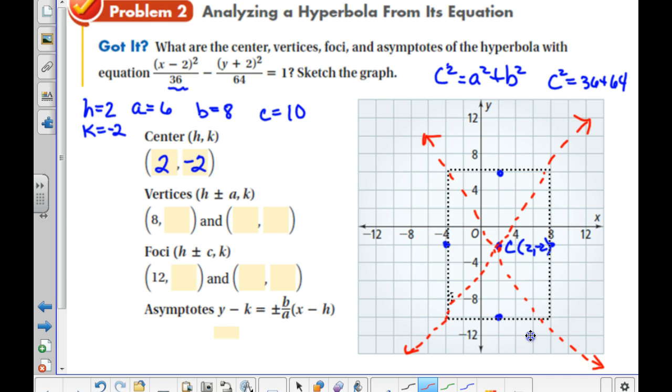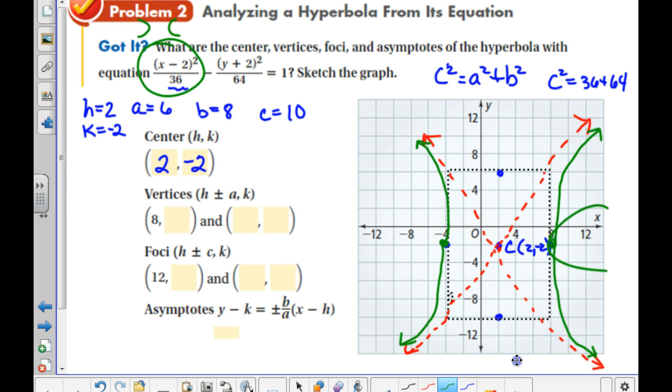Which way is this opening? You told me when the x squared was positive, it opens sideways. So it looks like this. Like the sound effects. Okay, it should be getting closer and closer to those asymptotes. Mine isn't all that good, but you get the idea. It should not look like this. Okay?